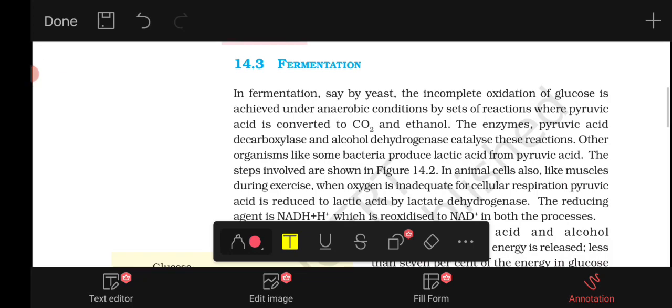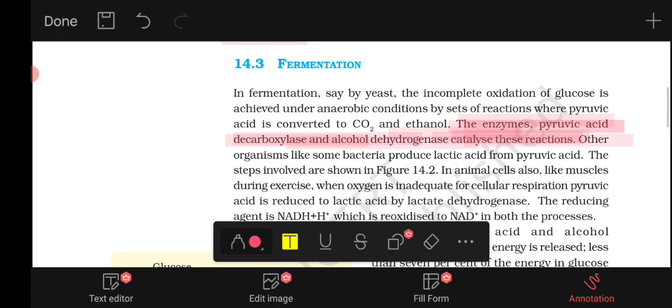In fermentation, say in yeast, a unicellular eukaryote, the incomplete oxidation of glucose is achieved under anaerobic conditions by sets of reactions where pyruvic acid is converted into CO2 and ethanol. That is alcohol fermentation. The enzymes pyruvic acid decarboxylase and alcohol dehydrogenase are involved in alcohol fermentation. What are the enzymes involved? Pyruvic decarboxylase and alcohol dehydrogenase.